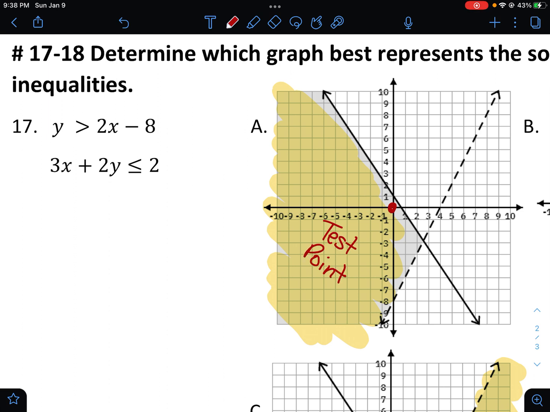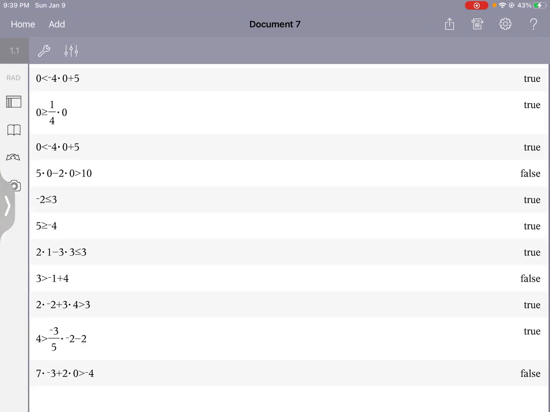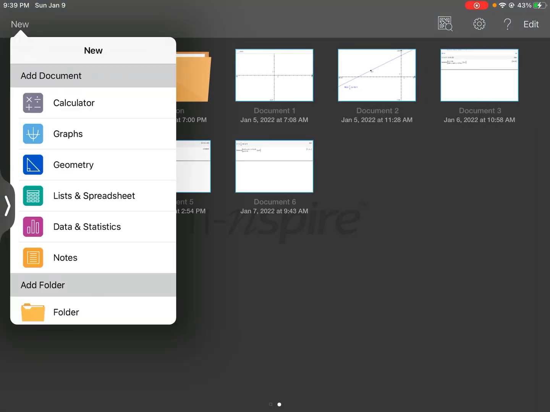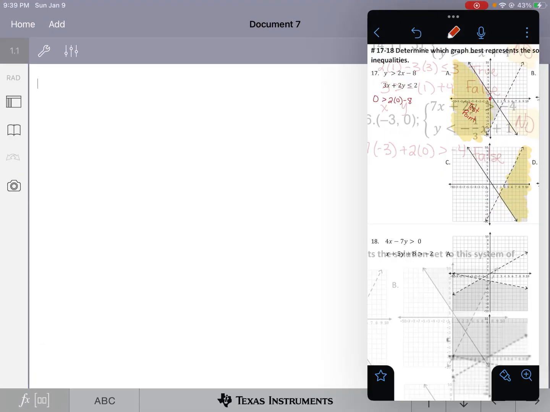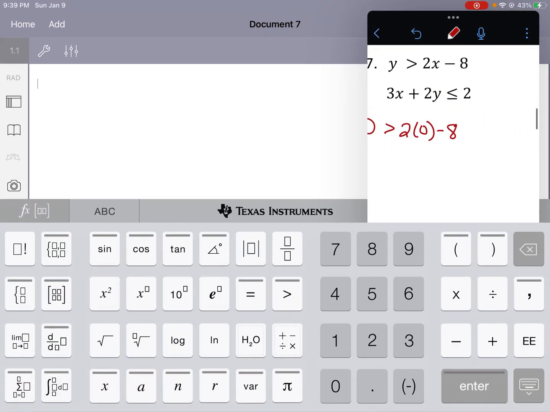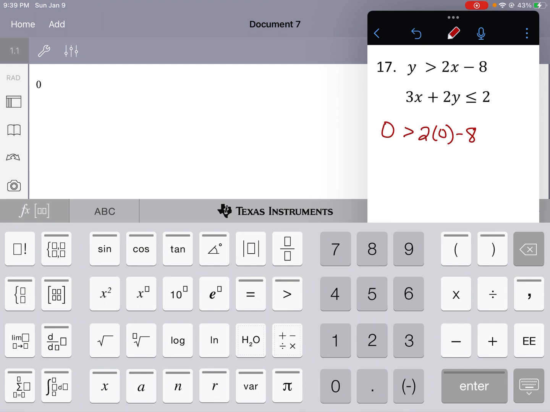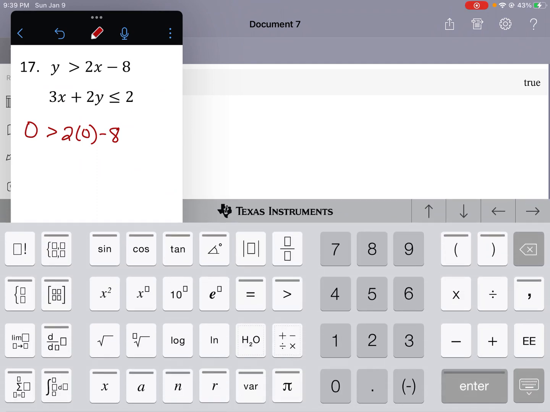Okay, so if I plug in 0, is it greater than 2 times 0 minus 8? Okay, so if I go to my calculator, let's go ahead and get a new screen so it's not so messy and I don't get confused. Okay, so I put my notes back up here. Okay, so I had 0 is greater than 2 times 0 minus 8. It tells me that it's true.